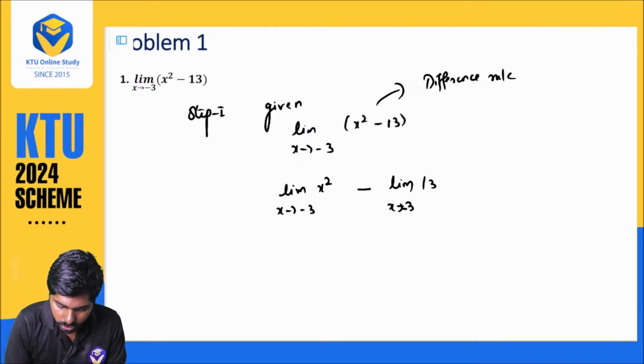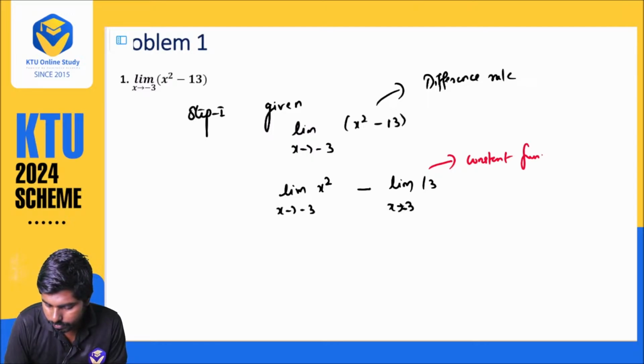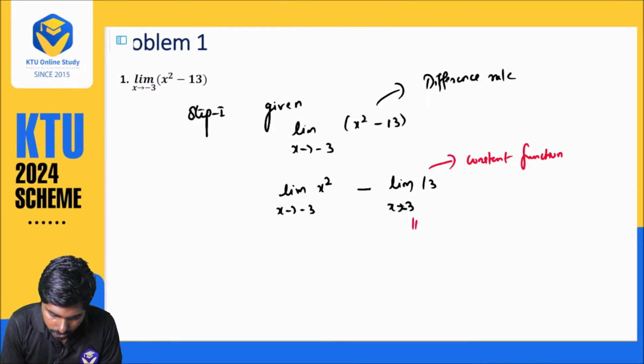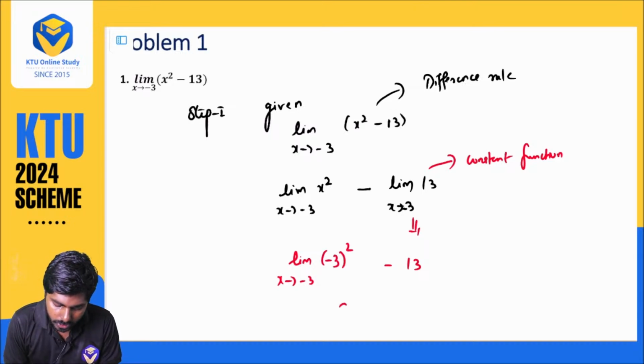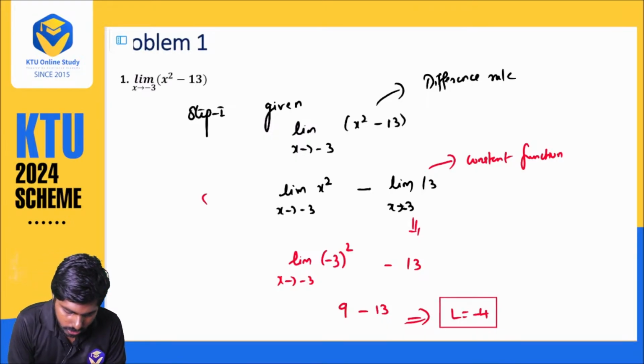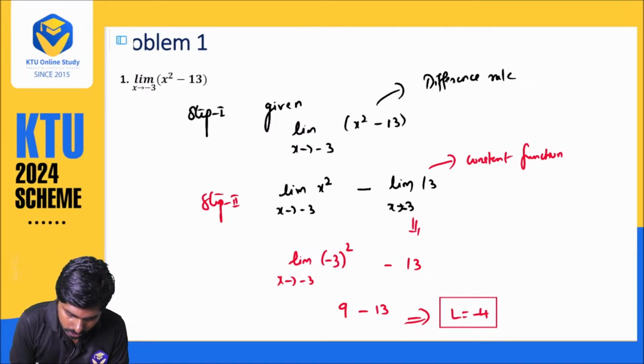Here 13 is a constant function. A constant function means whatever value x approaches, we get the same constant only. So we get 13 here with the minus sign. And limit x approaches -3 of x square gives (-3) the whole square. So it is nothing but 9 minus 13. So at last L is equal to -4. This is our required answer. This is step number 2 and this is step number 3.